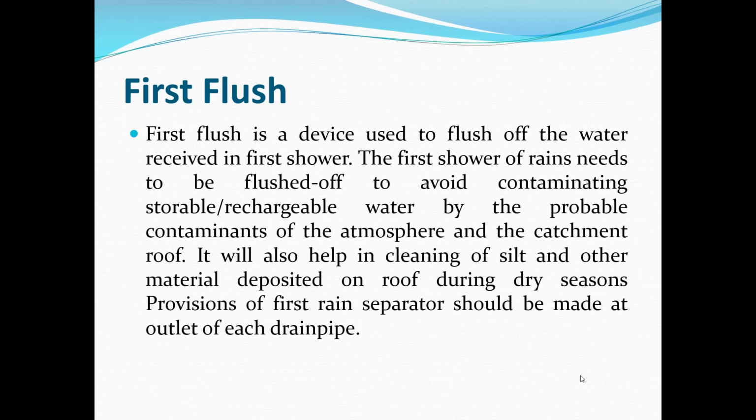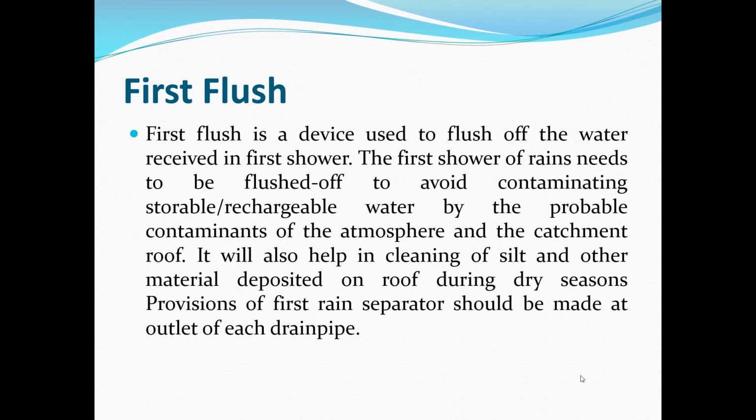Then the first flush. It is a device used to flush off the water received from the first shower. The first shower needs to be flushed off to avoid contaminating storable or rechargeable water with the probable contaminants of the atmosphere and the catchment roof. Obviously, when the first rain falls, there are some particles lying on the rooftop, so the water can get contaminated very easily. That first rainwater should be flushed off, and that system is called the first flush or the first rain separator.